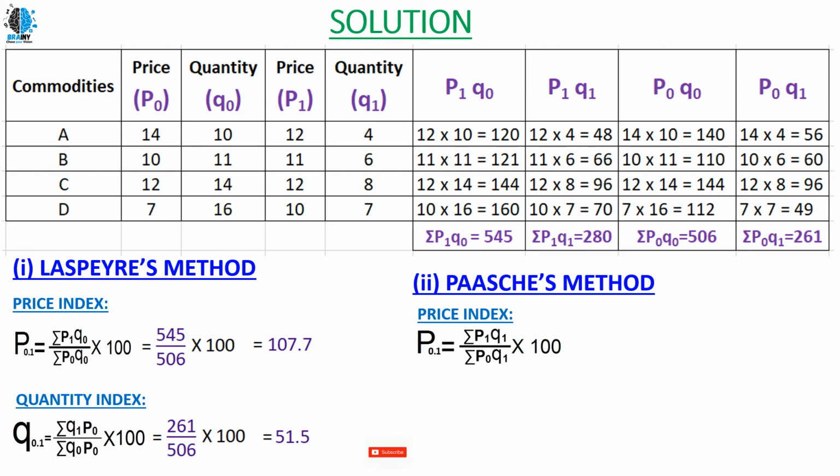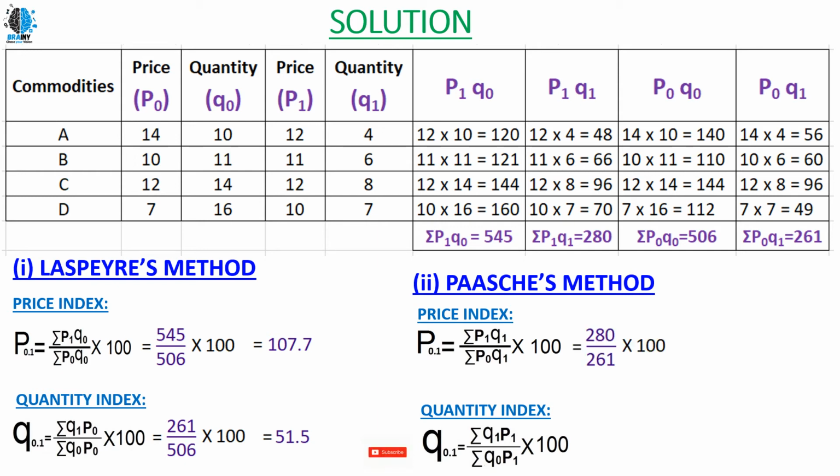Let's see the Paasche method. Under this we have the price index and quantity index. In Paasche, the author has given the weight to which year? Current year. The author has given the weight to the current year, so we use current year values here. The first value is P1 Q1 divided by P0 Q1. Here I have 280 divided by 261.